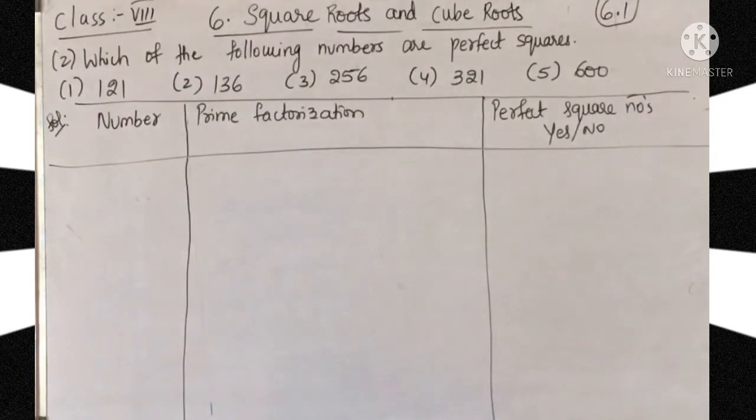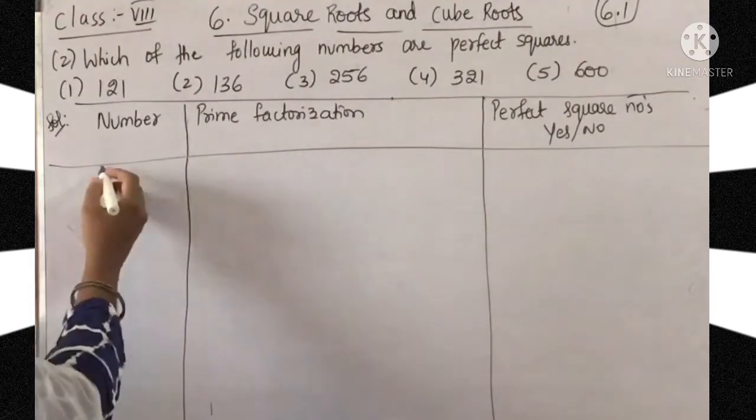Coming to the second question, children. Which of the following numbers are perfect squares? They have given 121, 136, 256, 321 and 600. Actually, there are two methods of finding square roots, children. First I will explain the prime factorization method. This will be easy, and you people know about prime factorization: finding factors, and those factors should be only prime numbers.